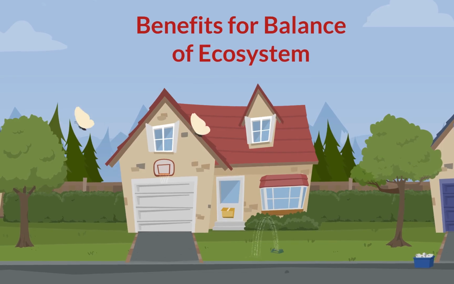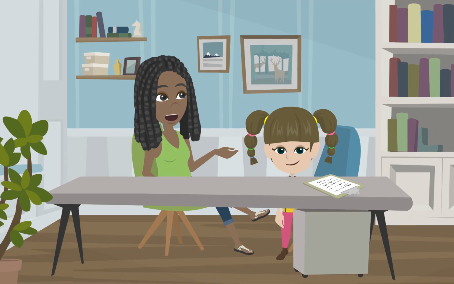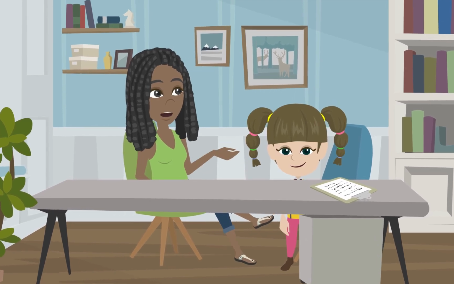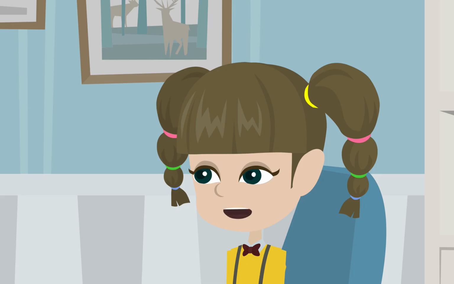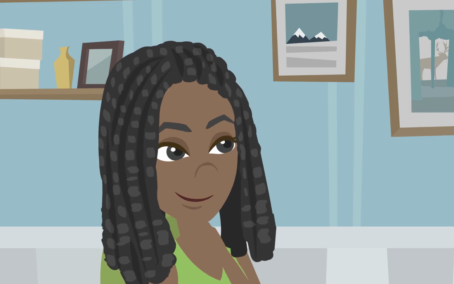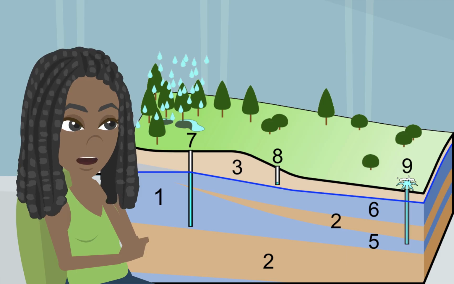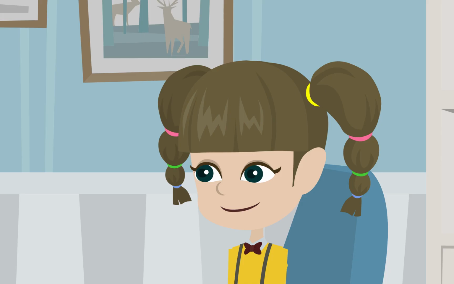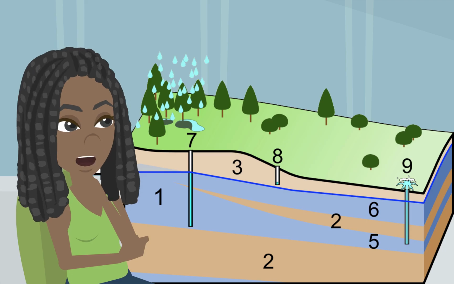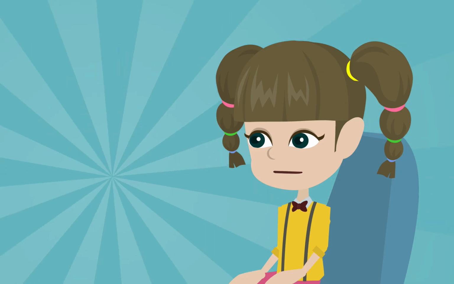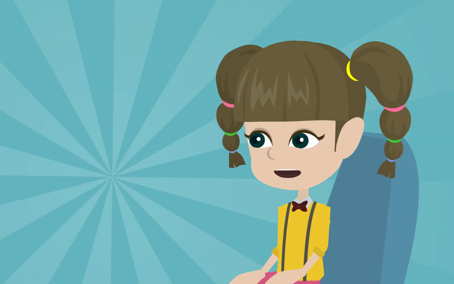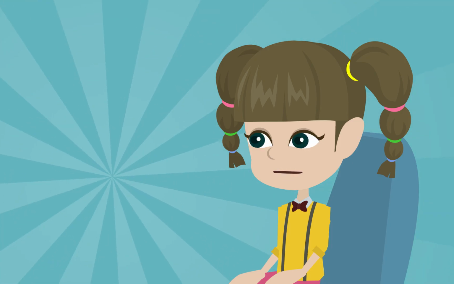Benefits for balance of ecosystem. Did you know that forests play a crucial role in maintaining the balance of our ecosystem? Really? I didn't realize that. What are some of the ways forests contribute to the environment? Well, for starters, forests act as natural absorbers of rainwater, allowing it to seep into the ground and maintain the water table throughout the year. That's fascinating. So forests help control flooding and ensure a steady supply of water.